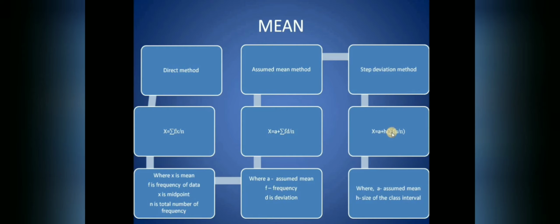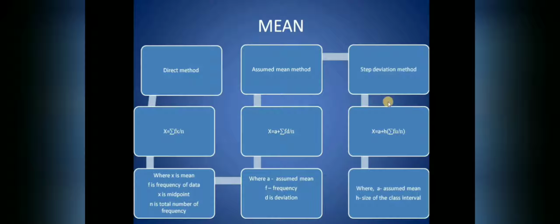Later I will explain. For third one, step deviation method, x dash is equal to a plus h into summation of fu divided by n, where a is the assumed mean, h is the size of the class interval. These are the methods of finding the mean.